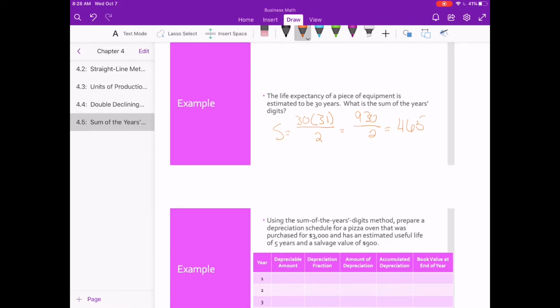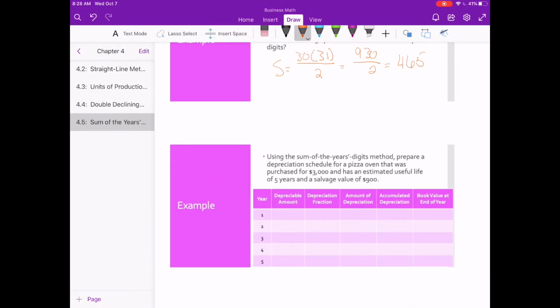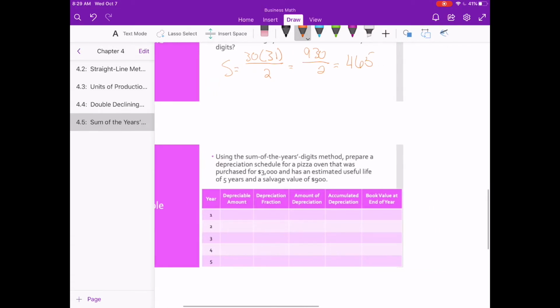All right, let's look at what a depreciation schedule would look like with this method. Using the sum of the year's digits method, prepare a depreciation schedule for a pizza oven that was purchased for $3,000 and has an estimated useful life of 5 years and a salvage value of $900. So I started the table for us.